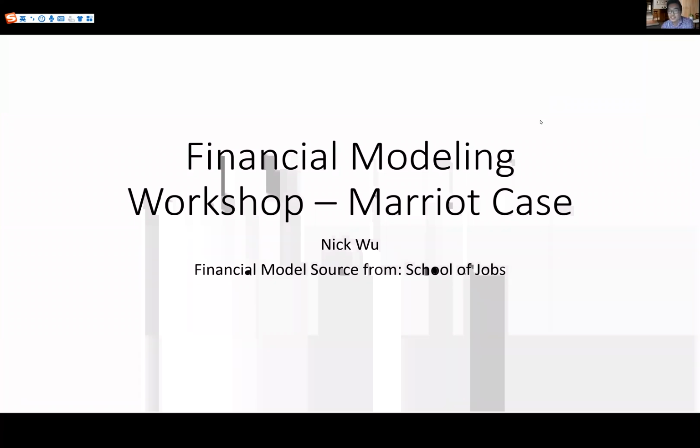So my name is Nick. I'm from the Master of Global Finance program at Fordham. The idea of having this workshop actually came from this summer. I attended a workshop from School of Jobs. They were hosting a free financial modeling workshop, and it helped me fill in a lot of the knowledge gap that I had in accounting and financial modeling.